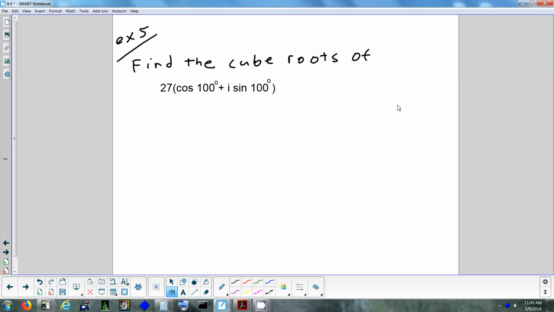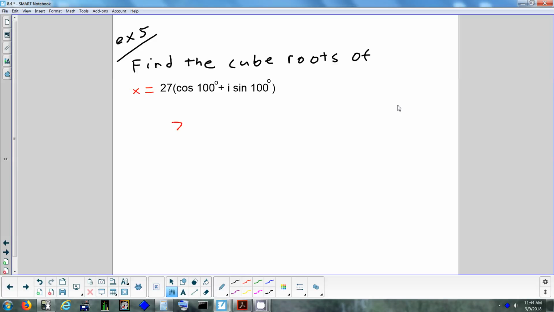All right, the first step is make sure it's in trig form. Is that trig form? Yes, that is trig form. Okay, so that's step 1. Let's pretend that this complex number is x. Just for now, I just want to name it with a single letter. Okay, that whole thing is going to be called x.